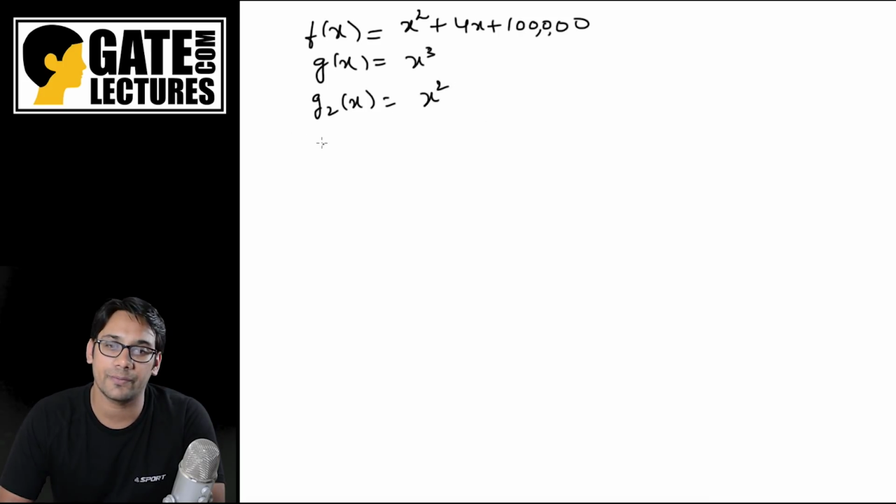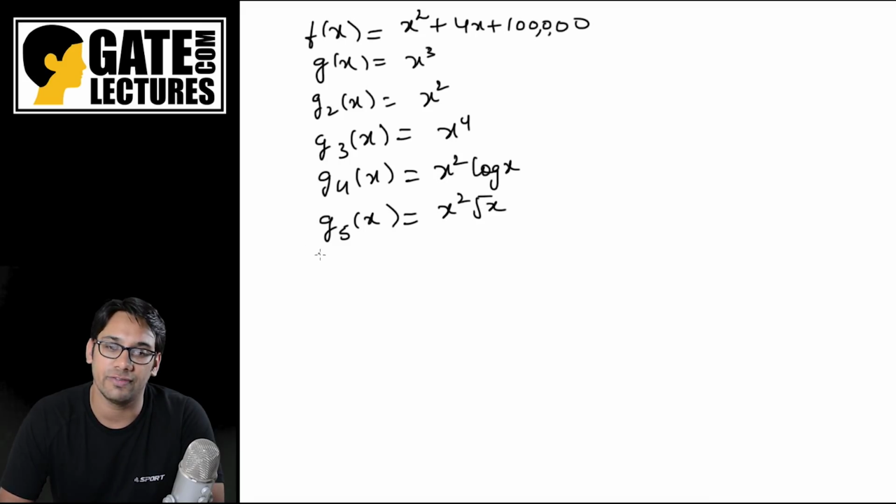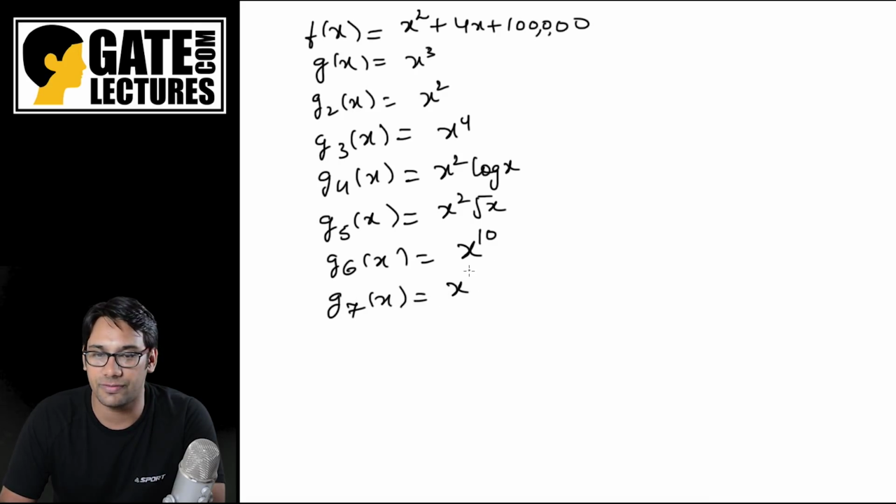We may be having g3(x) equal to x raised to power 4. We may be having g4(x) which is equal to x square log x. We may be having g5(x) which is x square under root x. We may be having g6(x) which is equal to x square raised to power 10, right? You may be having g7(x) which is x raised to power 5, right?